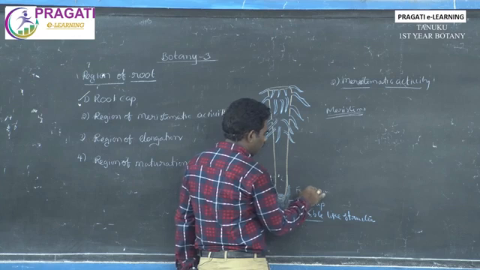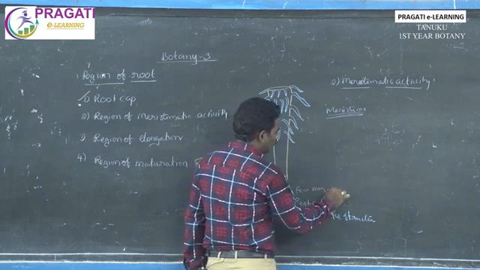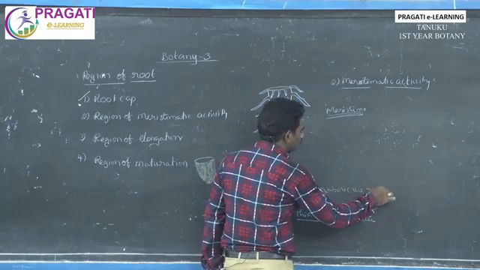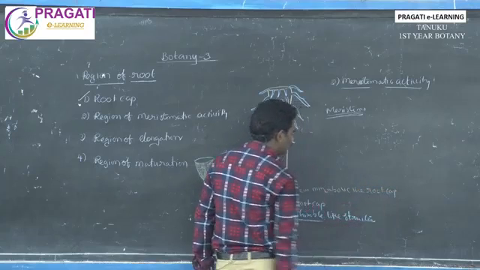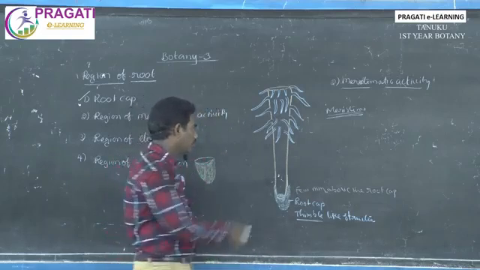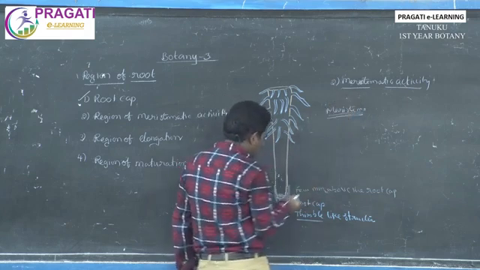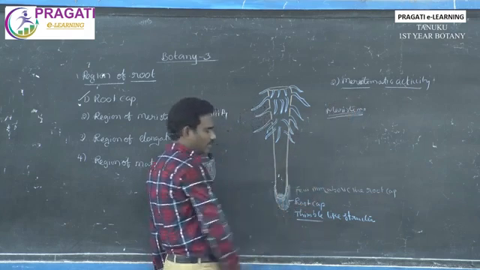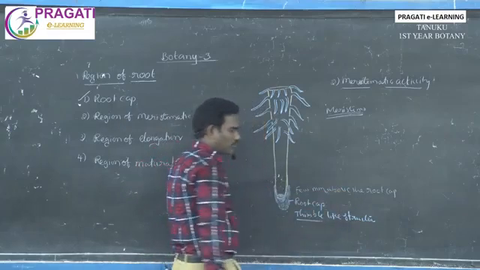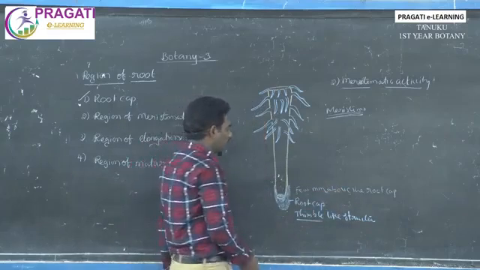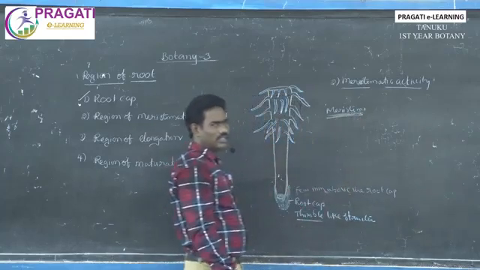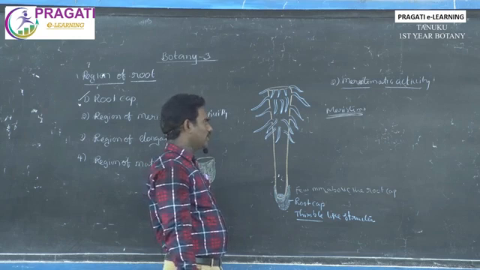The dividing cells are present a few millimeters above the root cap. The root cap is present at the tip of the root, and the meristematic activity is present a few millimeters above it. These are continuously, actively dividing cells, so it is called the meristematic activity region.